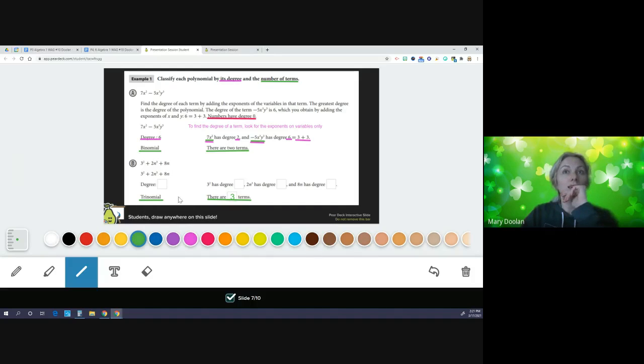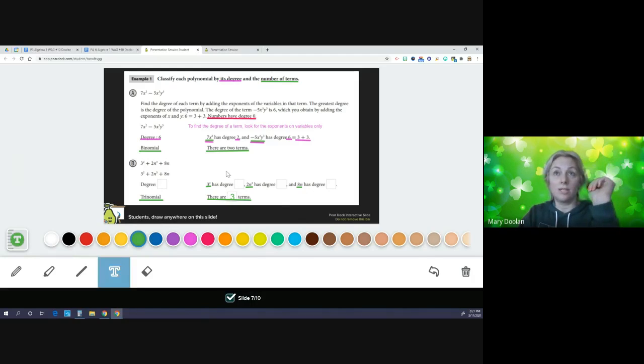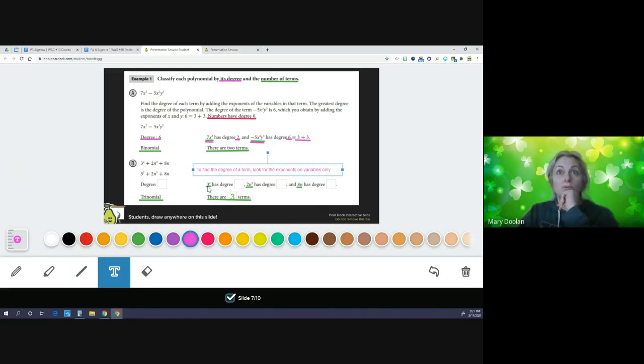What we have to do now is look at each term. We have to look at 3 squared, 2n cubed, and 8n and figure out what is the degree of each term. To find the degree of a term, look for the exponents on variables only. 3 squared: do you see a variable? There's no variable. It's just a number, there's no x, there's no y. So when there is just a number, we say the degree is 0. So this one is going to be 0.